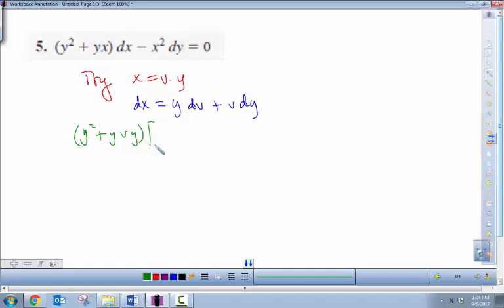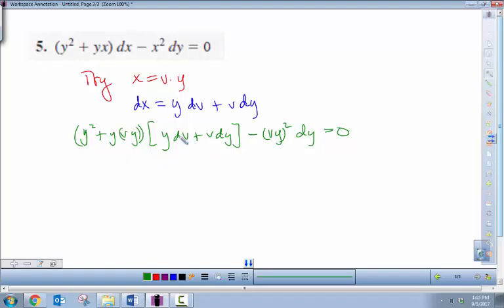Okay. The dx gets replaced: y dv plus v dy. And then this is x squared, which is vy squared times dy. So all the x's are gone now. And all I have are the variables y and v. Is this right? Oh, parentheses there.